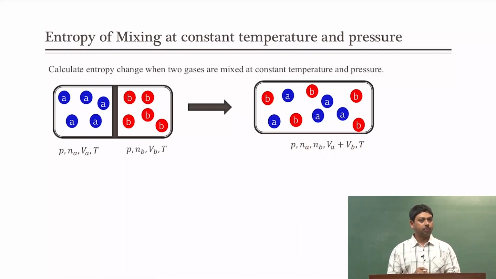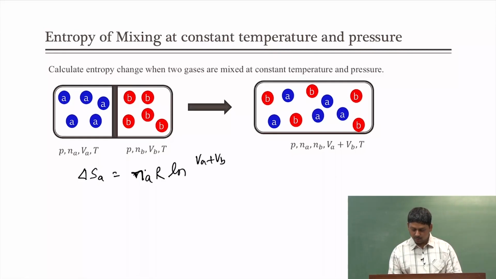So, what is the change in entropy for both the systems? We can calculate that by finding the change in entropy of system A. If we just look at system A and not at the other part, it is going from V_A to V_A plus V_B, right. So, the formula for that expansion is plus N_A R ln (V_A plus V_B) by V_A.